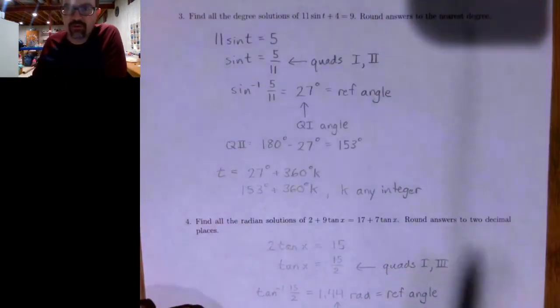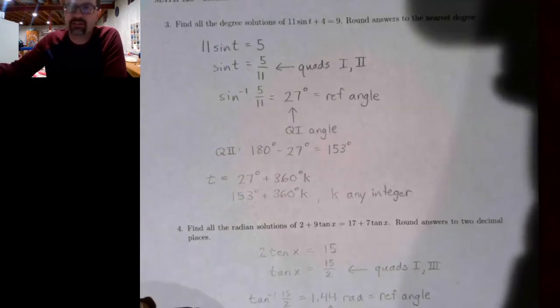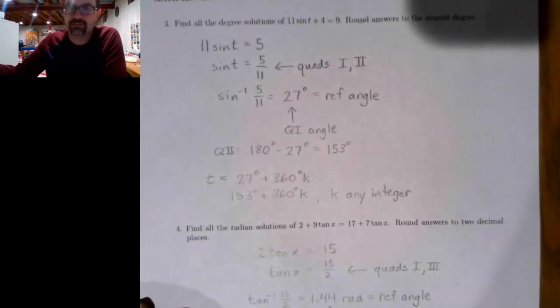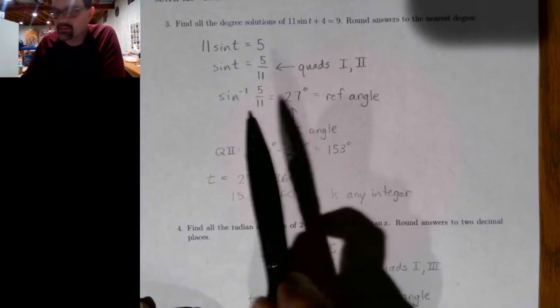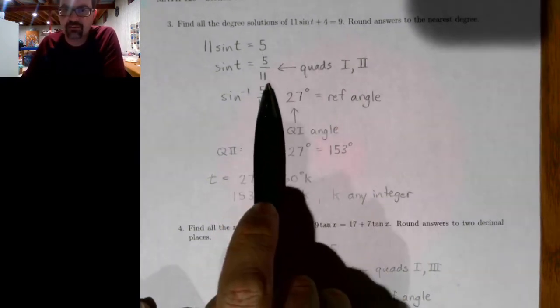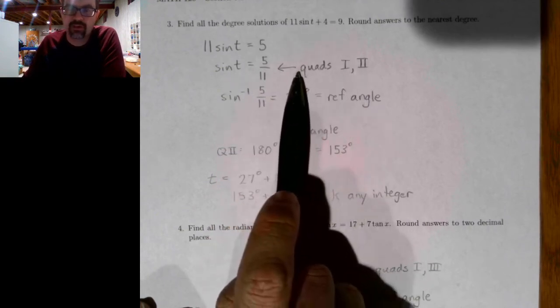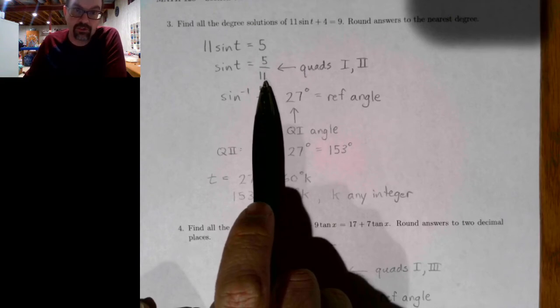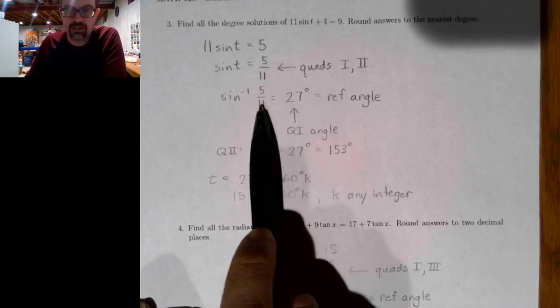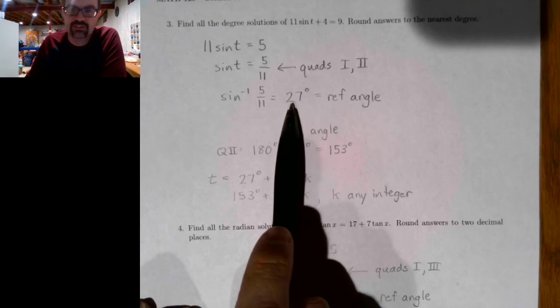Last page for 6.1. Let's get sine t all by itself. Okay. Subtract 4, gets us a 5 there, divide by 11. Sine is a positive number, quadrants 1 and 2. So now that's not a familiar trig value, so we get out inverse sine and do that, and going to the nearest degree, 27 degrees.